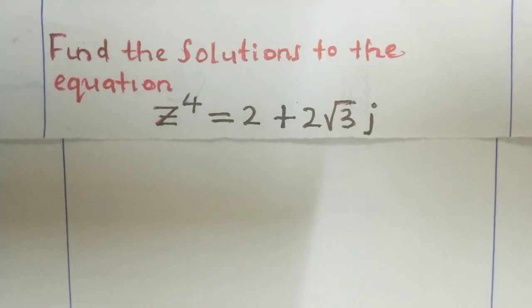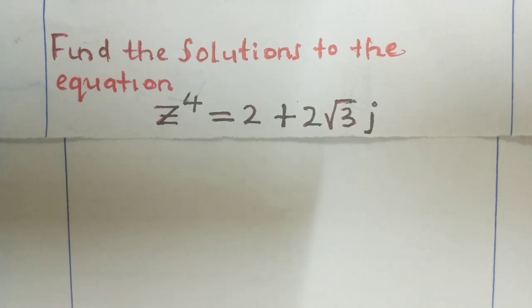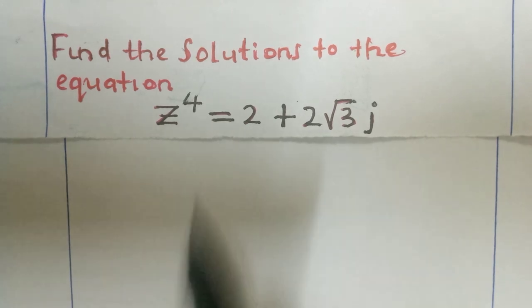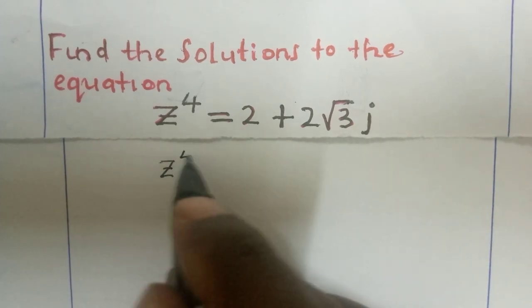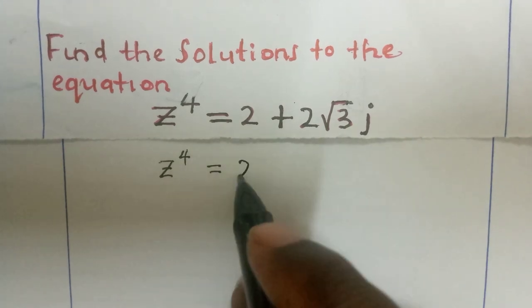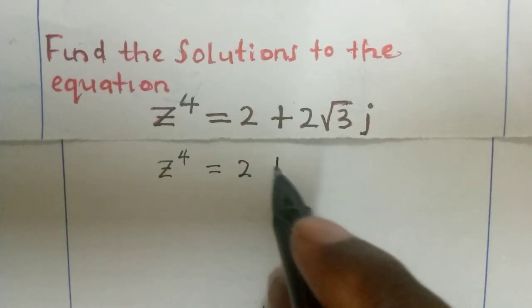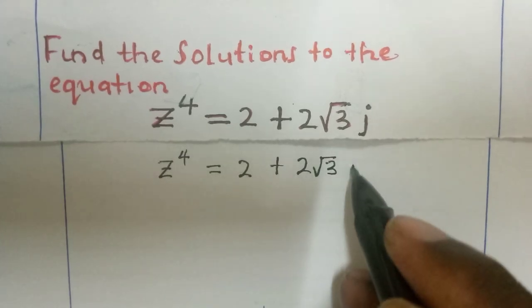Me too, I'm fine. So guys, let's look at this question and see what we can do about it. So I write the question here. Z is a complex number which has both the real part, which is 2 there, plus the imaginary part, which is 2 square root of 3 j.